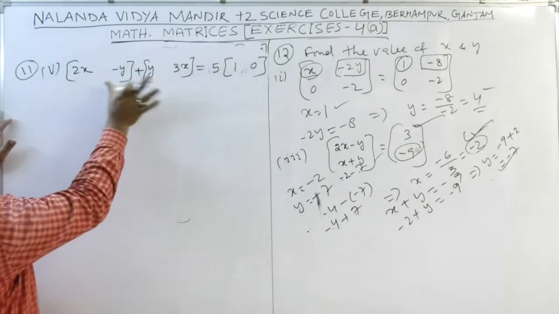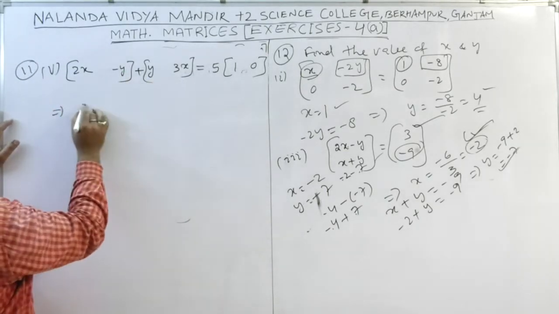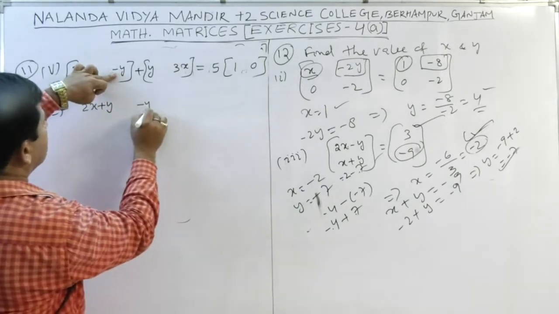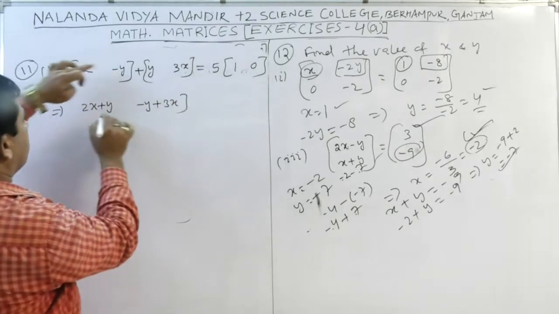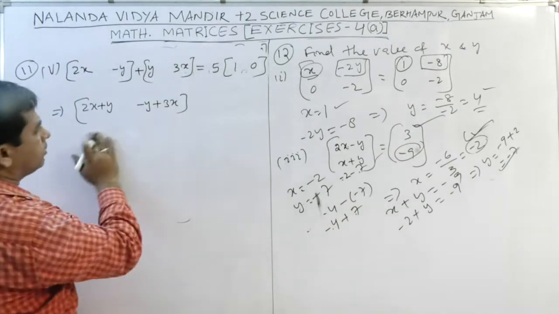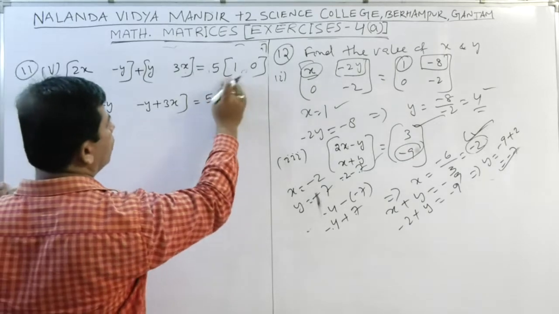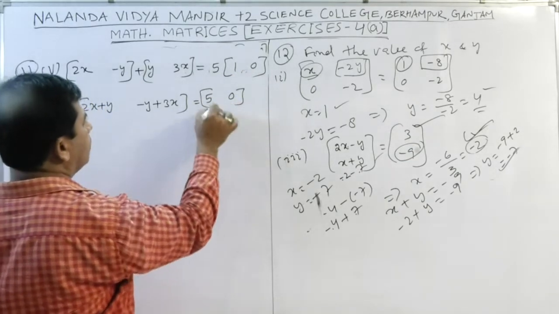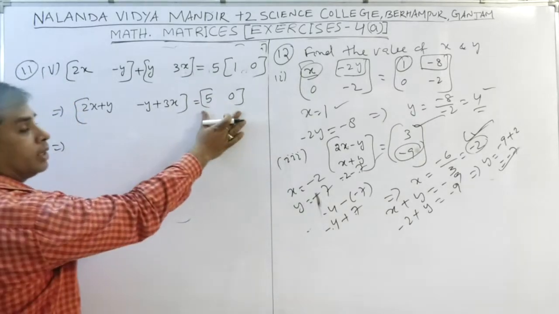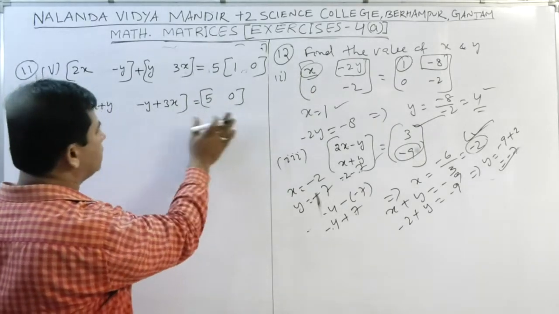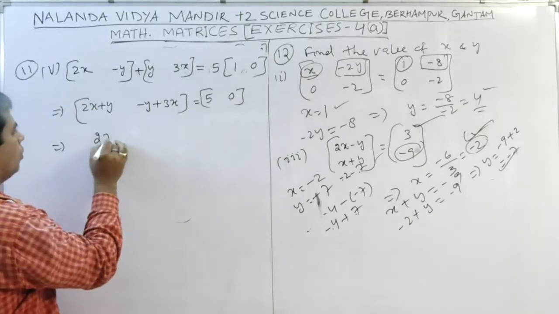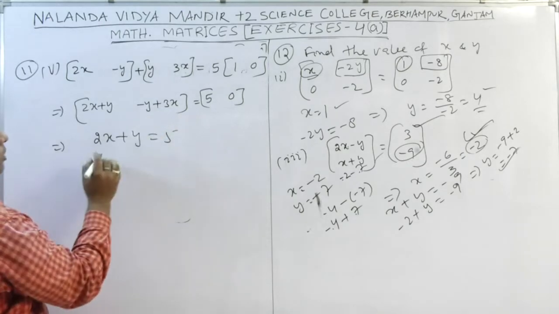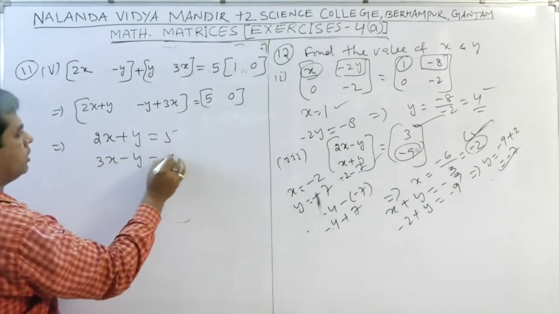If we add these two matrices, we get 2x plus y, then we add these two, we get minus y plus 3x. These two added, we get this matrix, that is equal to 5 into 1, 0, which means 5 into 1 is 5, and that is equal to 0. This implies if two matrices are equal, we get 2x plus y is equal to 5 and 3x minus y is equal to 0.